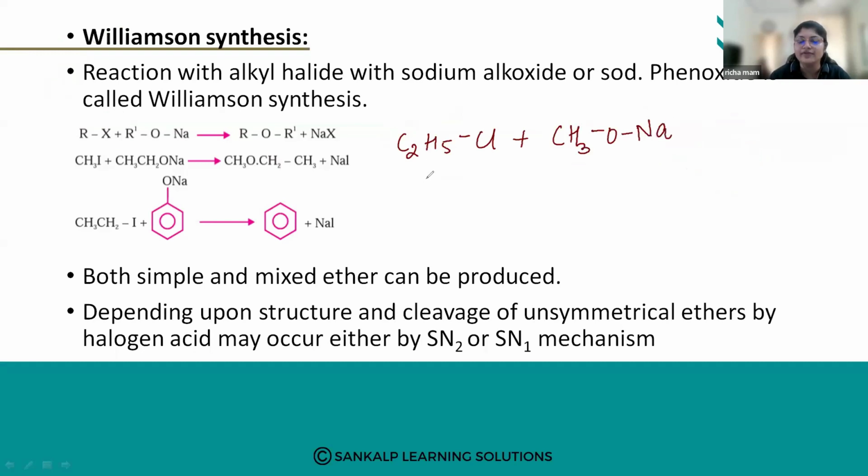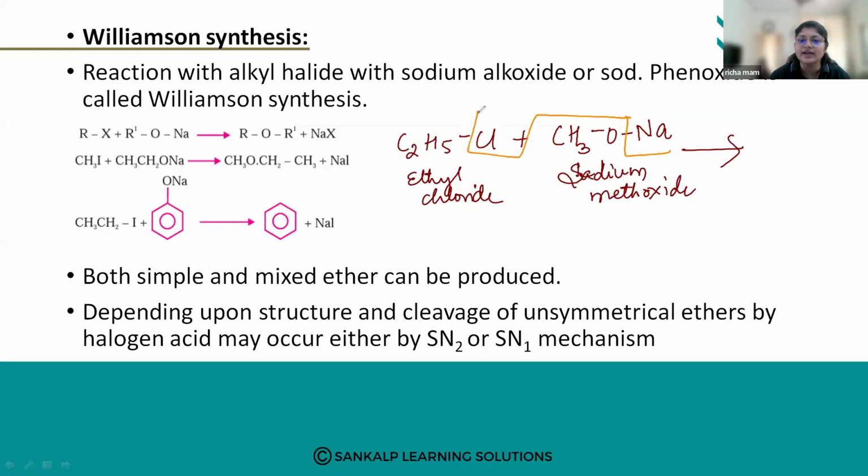We have taken an ethyl chloride. We have reacted it with sodium methoxide. Can you tell me what will be the product, students? Your Cl will get attached with Na, so NaCl is formed. And what is the product obtained, students? Ethyl chloride when it reacts with sodium methoxide.